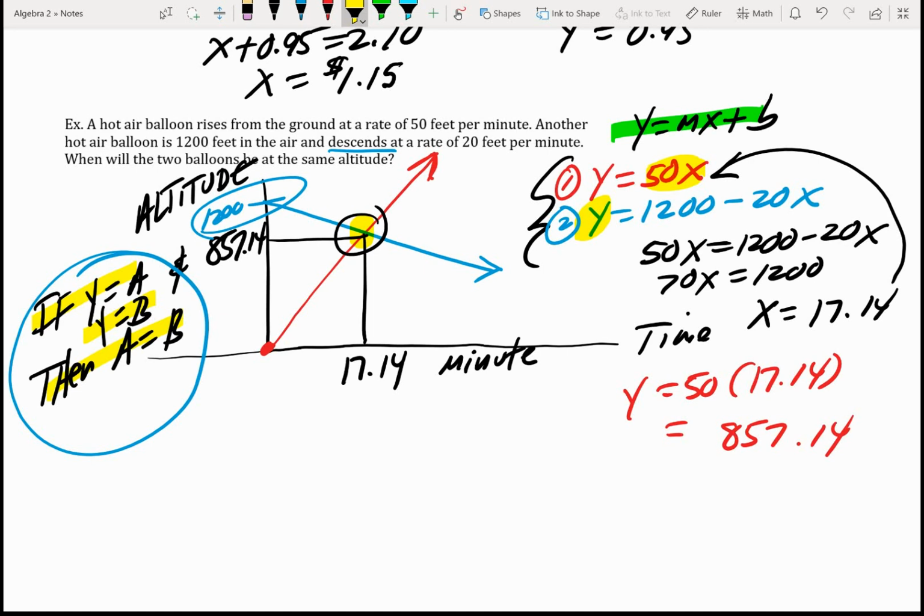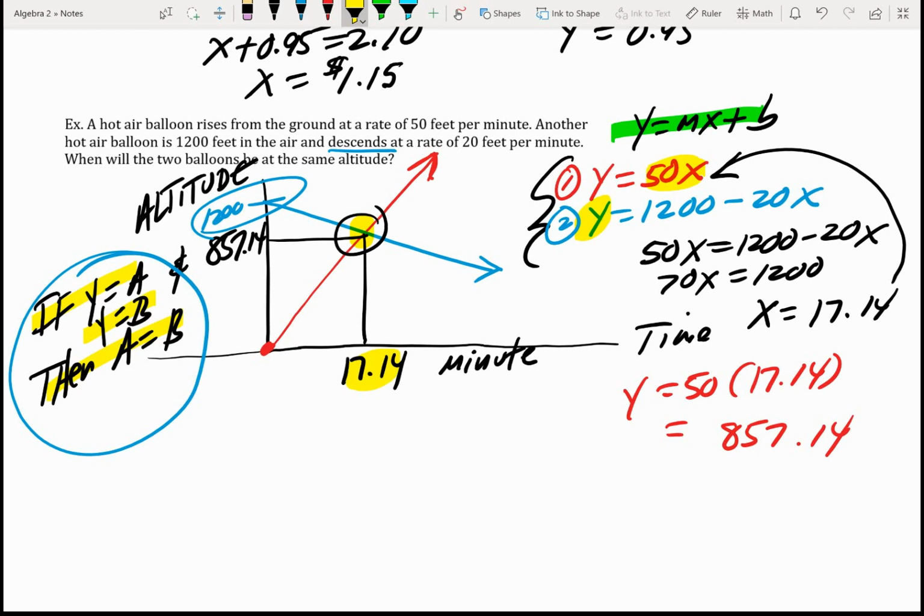Add 20x to both sides. I get 70x is equal to 1,200. Divide by 70. I get x is equal to 17.14. So 17.14 minutes. Okay, so in 17.14 minutes.